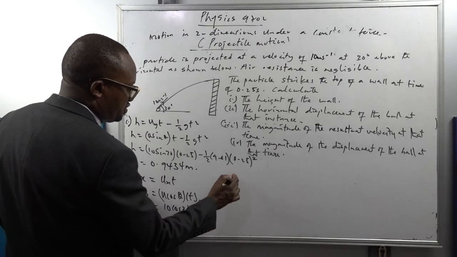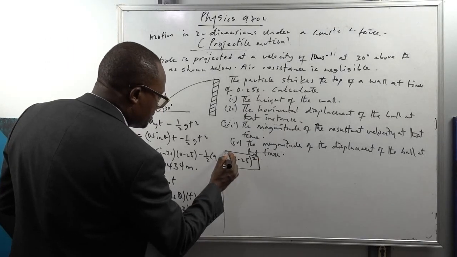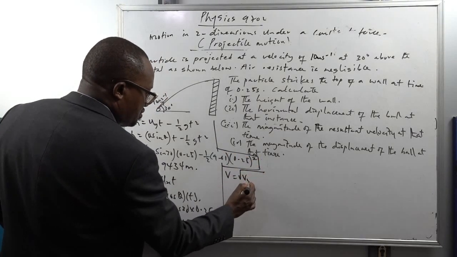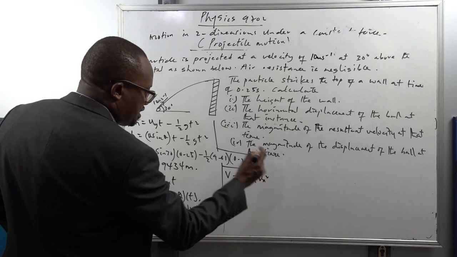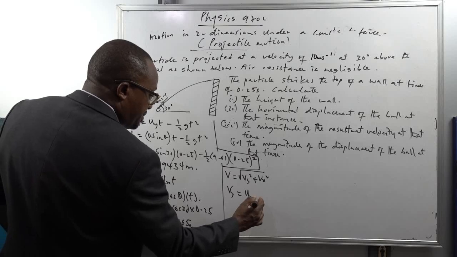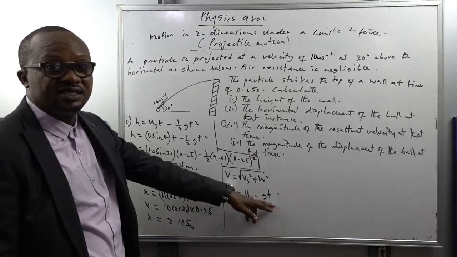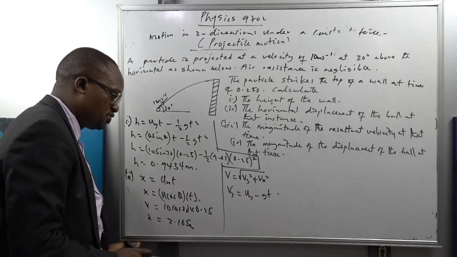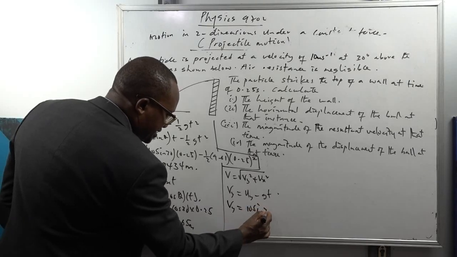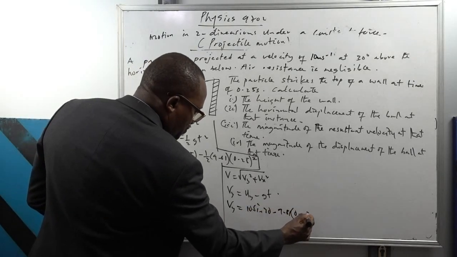Then the next one says, what is the magnitude of the horizontal velocity at that instance? So the magnitude of the resultant velocity is basically the square root of Vy squared plus Vx squared. Vy is what? Uy minus g t. That is the vertical velocity at time t, using the equation that we have shown before. So Vy, what is Uy? 10 sine 30 minus 9.81 times 0.25.